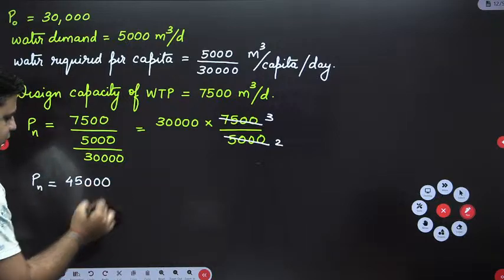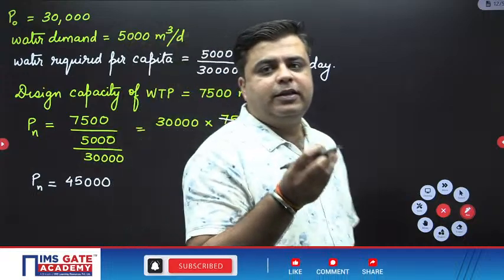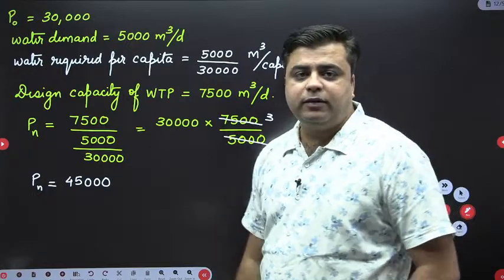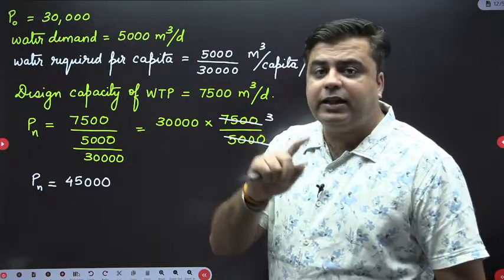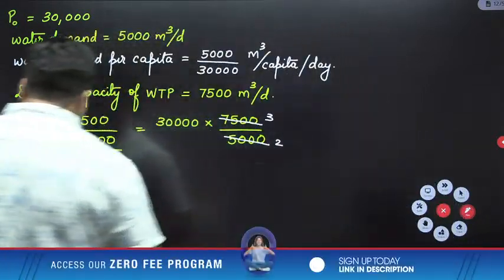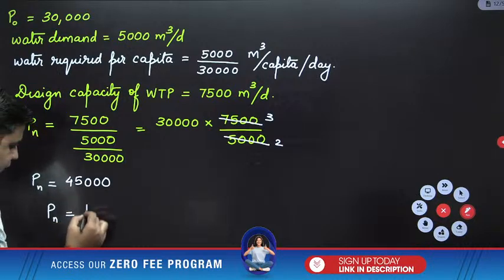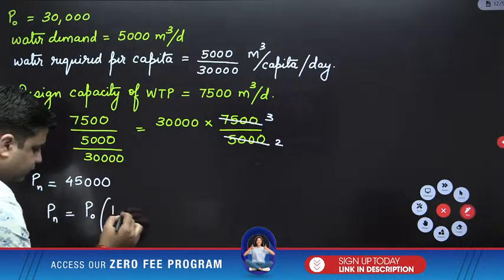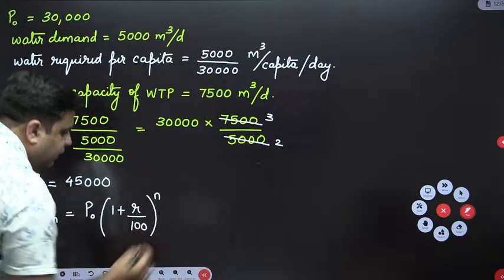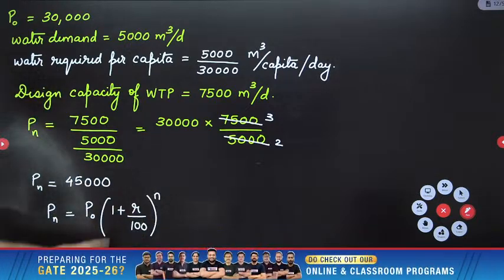Now the question becomes very simple. In the question they are asking in how many years the population will grow from 30,000 to 45,000. And they have also mentioned that the population is growing by geometric rate of growth. So we can use this formula: population after n years is equal to P naught into (1 plus R upon 100) raised to the power n. But sir, I need to find n, and for that I require R. Now how to calculate this R?